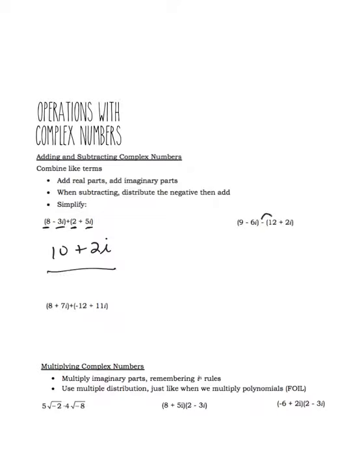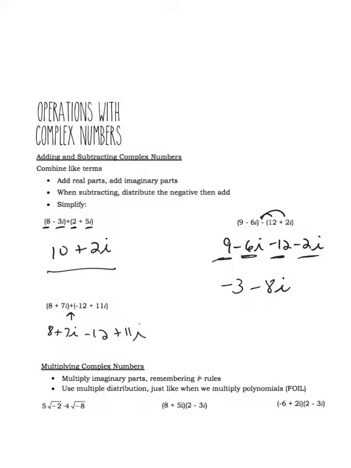The next one, we can't really do much unless we distribute that negative symbol, and when we do, we end up with something that looks like that. I can combine 9 and negative 12, and I can combine negative 6i and negative 2i, and there is my complex solution. The last one here, again, because it's adding in the middle, 8 plus 7i minus 12 plus 11i. I can combine the real numbers and I can combine the imaginary numbers, and I have a complex result.